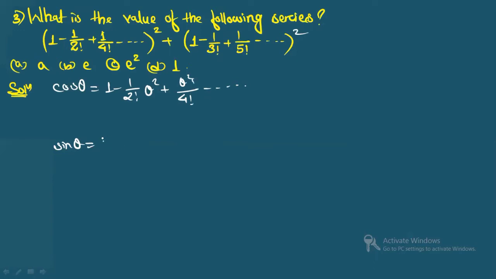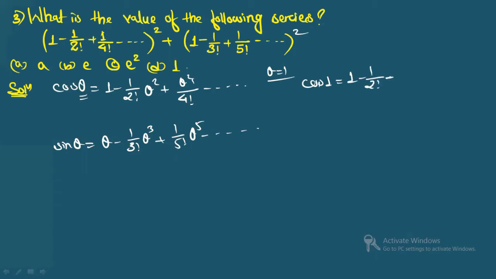And for sine, what you are having? It is theta minus 1 by factorial 3 theta cube plus 1 by factorial 5 theta to the power 5 minus and so on, alternate plus minus. Now you see, when you will take theta equals to 1, then you can write cos 1 equals to 1 minus 1 by factorial 2 plus 1 by factorial 4 minus and so on.